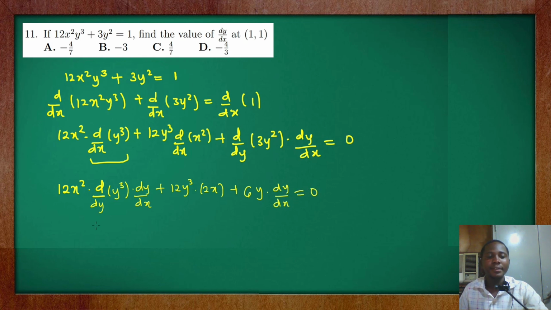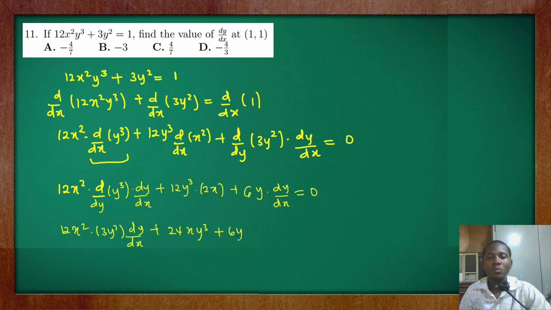Alright, here that means we are going to have 12x squared, then this is 3y squared multiplied by dy/dx, then plus 24xy cubed, then plus 6y dy/dx to be equal to what? To be equal to 0.